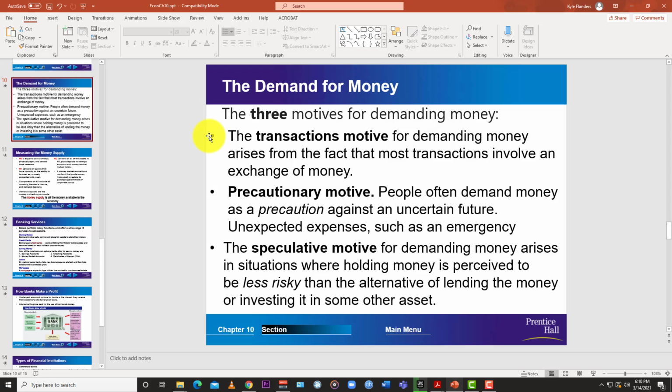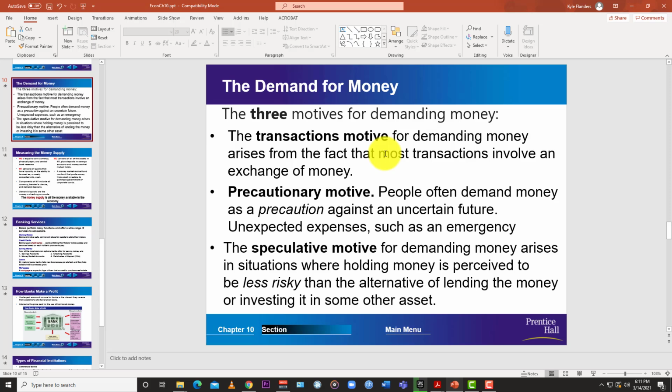Now what is the transactionary motive? Again, very much self-explanatory. Transactions. You have to conduct transactions in your daily life. And what's the engine for conducting transactions today? Money. It's not barter anymore, it's money. The transaction motive for demanding money arises from the fact that most transactions involve an exchange of money.